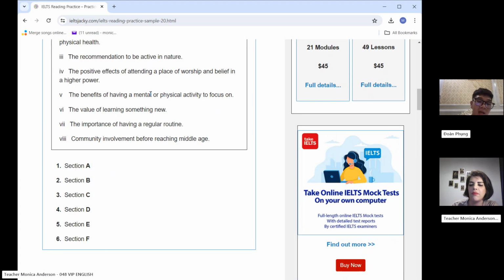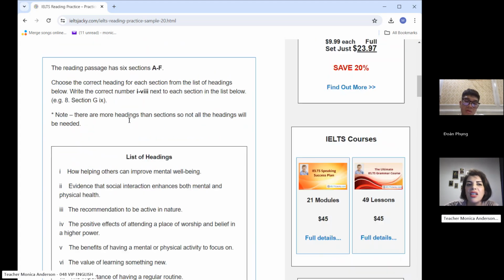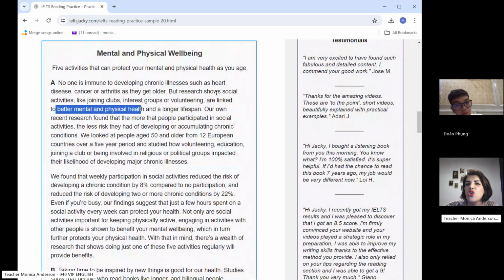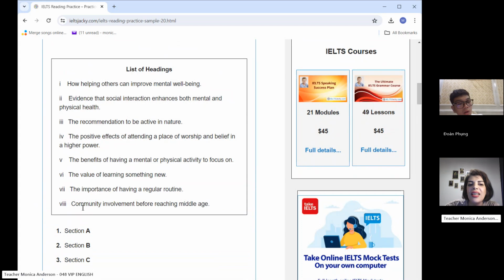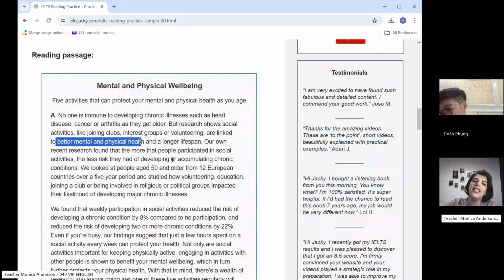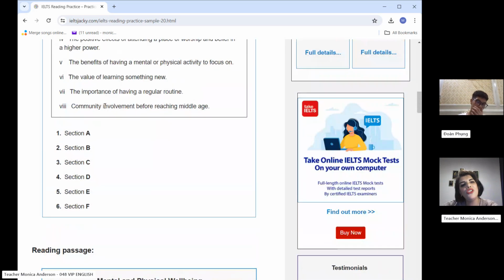letter V is a 5. Yes, 5. The benefits of having a mental or physical activity to focus on, also maybe. Let's see. No. It's not related to physical or mental activity. It's about social activities. So what will happen if we have mental or physical activity? Here it's social activities can improve our mental and physical health. Okay. Number 2, let's read.